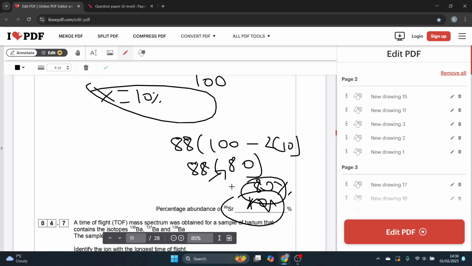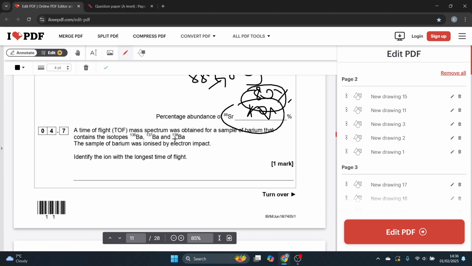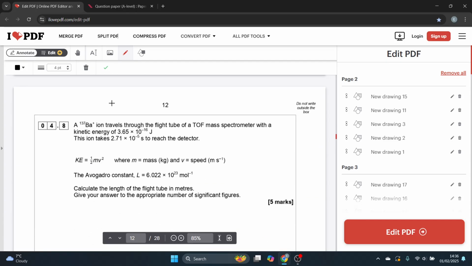So that final trick is very tricky. Then this is identify the ion with the longest time of flight. Longest time of flight, so it's going to be the heaviest one. So it's going to be 137Ba. Because it's barium, it's going to be positively charged, 137Ba plus, which is expected.